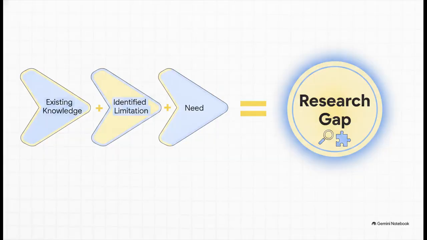Once you clearly see those unsolved problems mapped out, you can write a professional gap statement using this exact formula. Existing knowledge plus identified limitation plus need equals your research gap. It's a perfect logical flow. Let's look at an example. Previous studies have used deep learning for robotic vision. Okay, that's your existing knowledge. However, most evaluations are conducted under strictly controlled lighting. There's your identified limitation. Therefore, further research is required to develop robust models for varying, unpredictable industrial environments. That is the need, and ultimately that is your research gap.